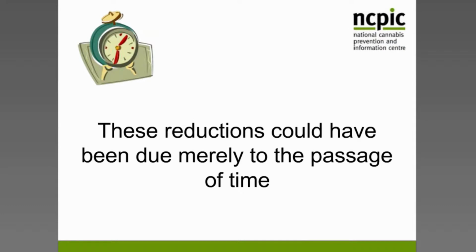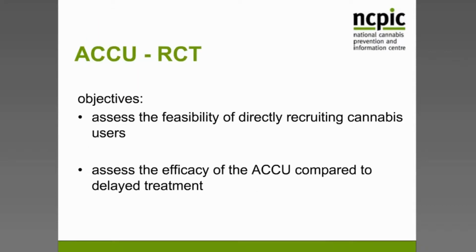Now we thought, okay, well, these reductions could have been just because of the passage of time. So then we decided to do something more rigorous, which was to run a randomised controlled trial. And so we did it again, and the objectives now were, can we directly recruit young people without having to go for concerned others? We thought perhaps it's difficult to just get them on their own, and then again assess the feasibility of the ACCU compared to a delayed treatment group.